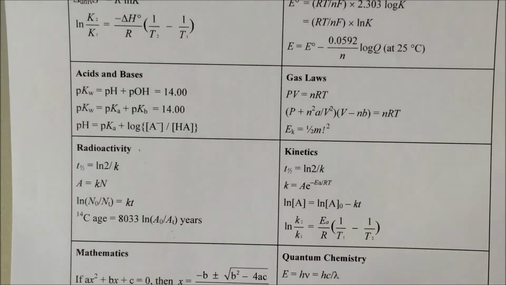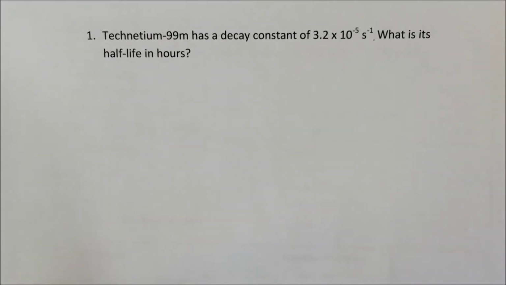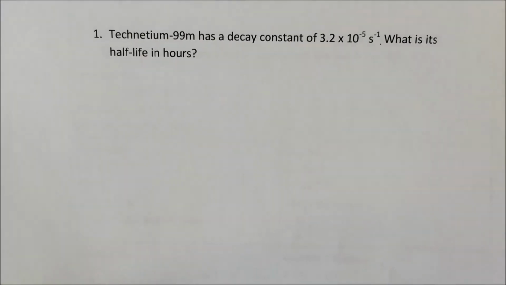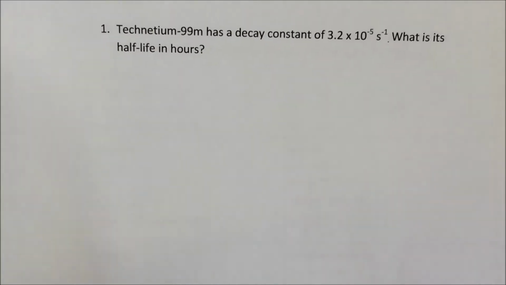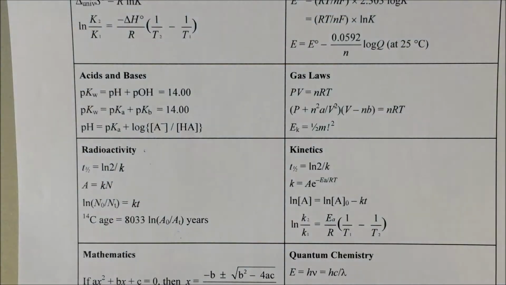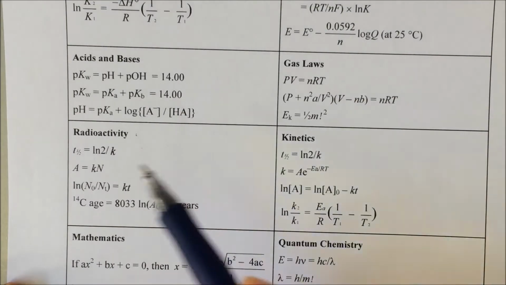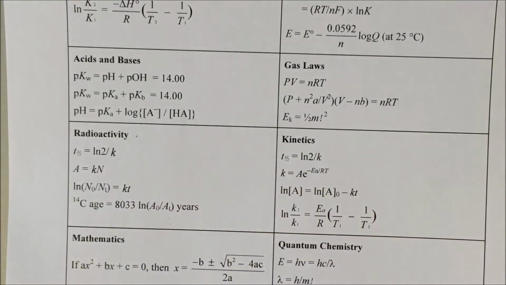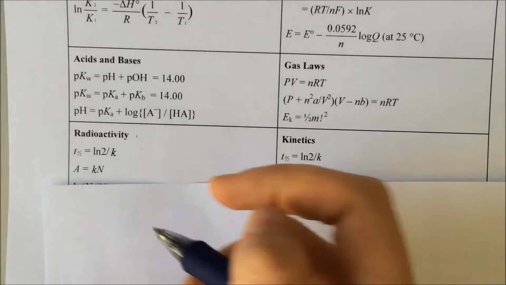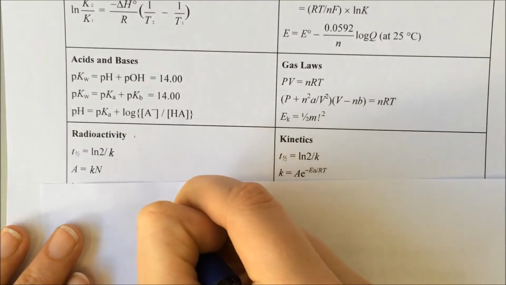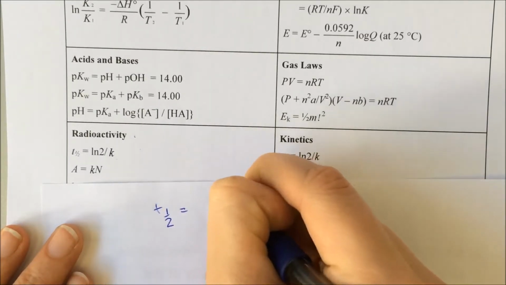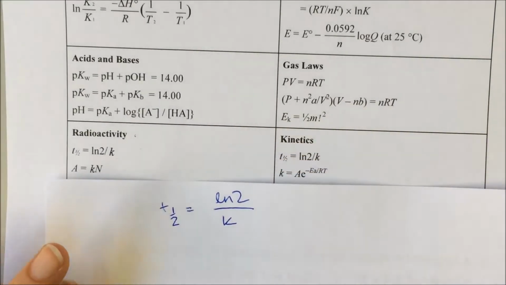It's helpful if you can print out the problem sheet which accompanies this video, because this will allow you to follow on as we go through worked examples. So the first equation on this sheet here is T half equals ln2 over K. Remember that T half is the half-life and K is the radioactive decay constant.